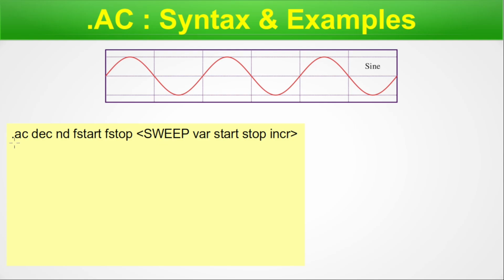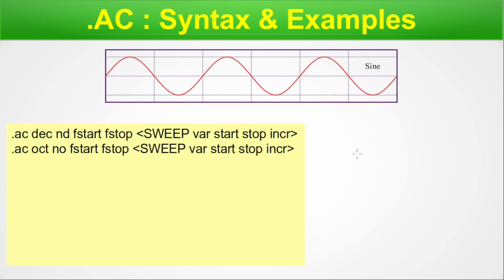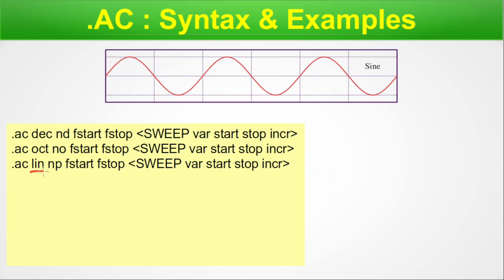Here we have the first syntax: .AC, then DEC, that is decade, then ND, then F start, then F stop, then we have another kind of sweep attached to it: the variable, then start, stop, and increment values. We have 3 forms. In the second form, the change is OCT, that is octave. And we have the linear form. We have 3 different forms.